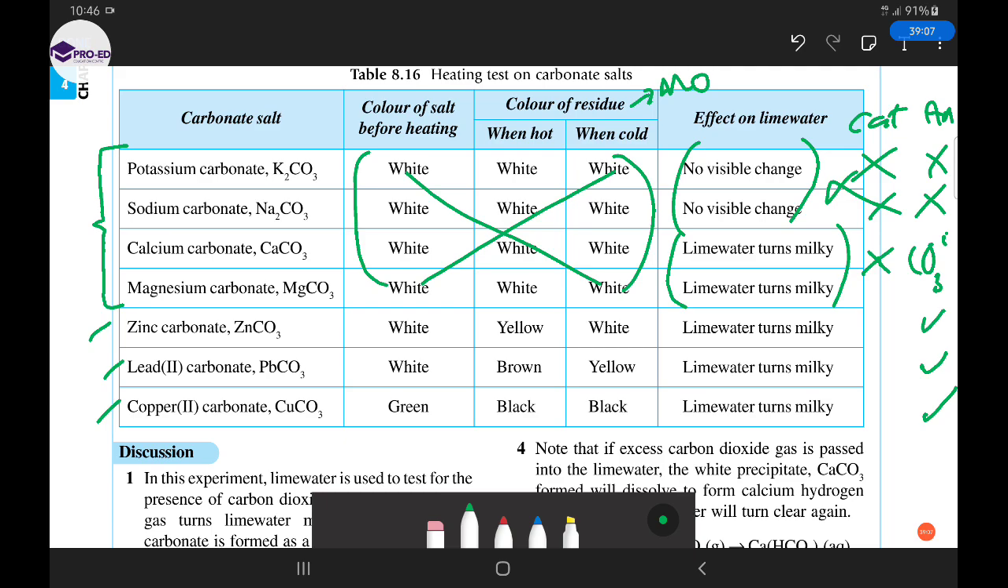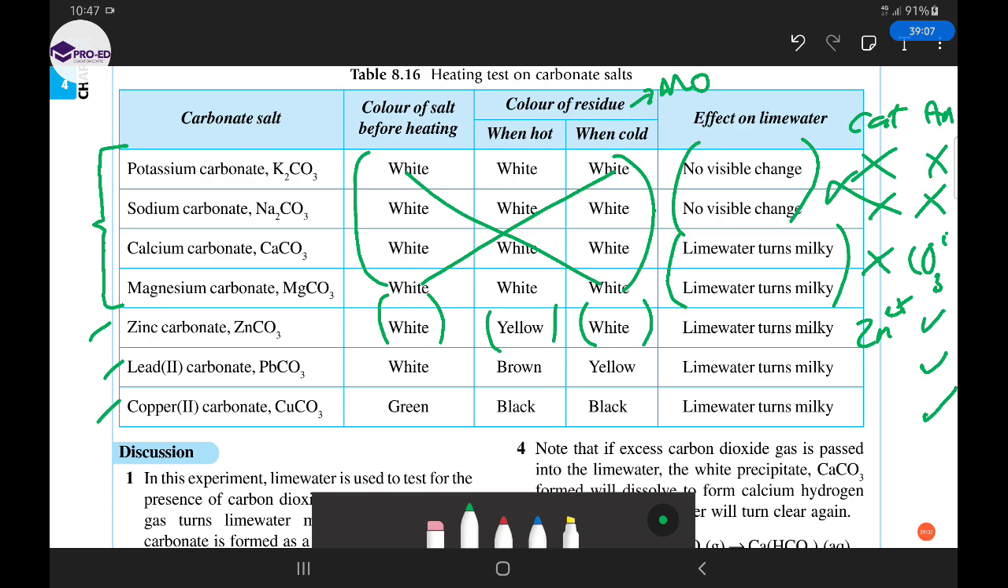You can actually see for zinc and lead, right? Okay, for zinc, it started as white after heated. The metal oxide was yellow when hot, white when cold. Definitely this is zinc oxide. So the cation is Zn2+. See, zinc, and then now we know it's carbonate. So zinc carbonate. Lead. So for lead carbonate, you will see it's white originally.